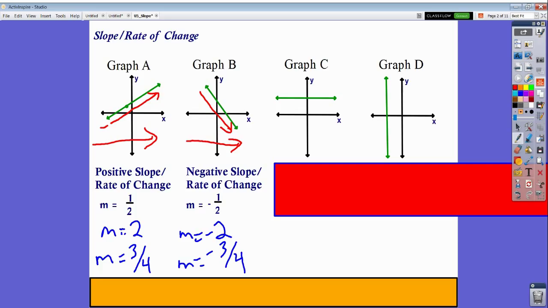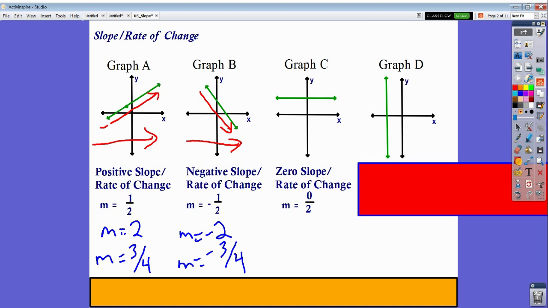Graph C and D are the two graphs that most people get confused. One is zero and one is undefined. Graph C is actually our zero slope or our zero rate of change. One thing that my old school teacher used to tell me is that if you can place a zero on it, then it's a zero slope. So if I put an actual zero or a circle on top of that line, it would not fall. Therefore, it is a zero slope.